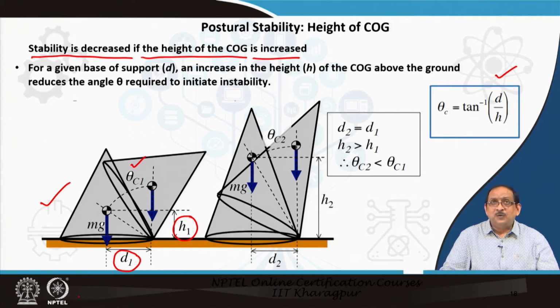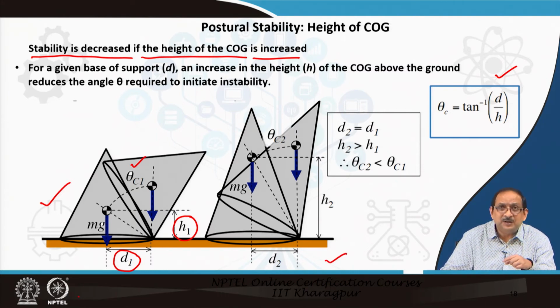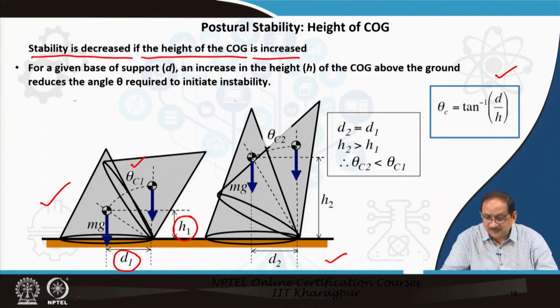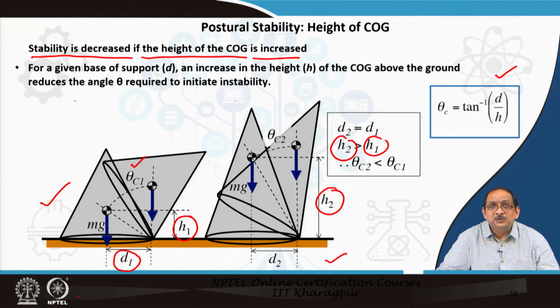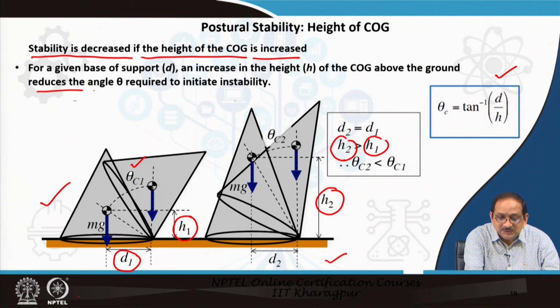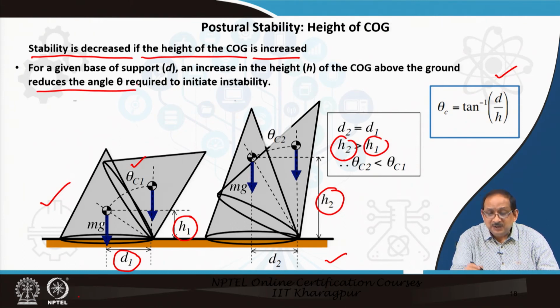Now, for a given base of support, let us concentrate on the second figure as I indicated in the slide. For a given base of support D, an increase in the height from H1 to H2. So, the increase in the height of the COG above the ground actually reduces the angle theta required to initiate instability.